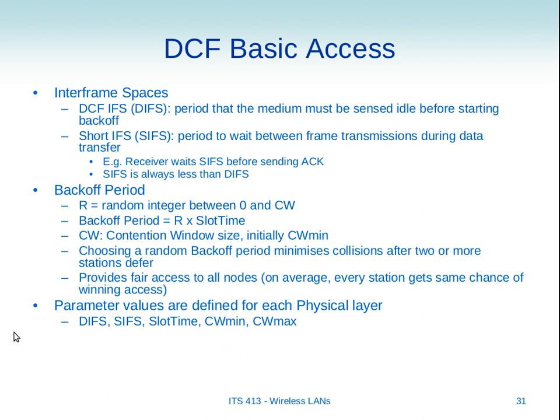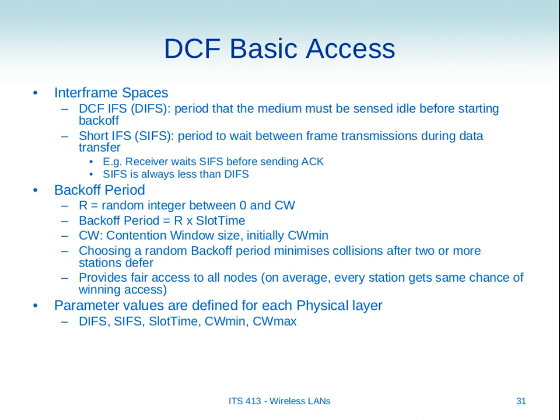So we've seen so far that there are two interframe spaces. One's called the DCF interframe space and the other one's the short interframe space. Short is used between the frames. That is, if you send data, the station that receives that data must wait this short interframe space and then transmit the ACK. Short is shorter than the DIFS. It's always less than DIFS.